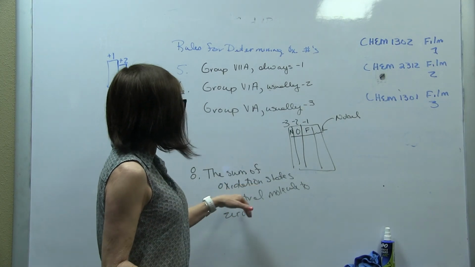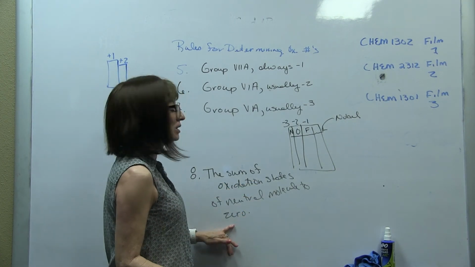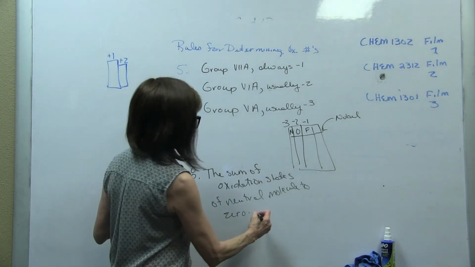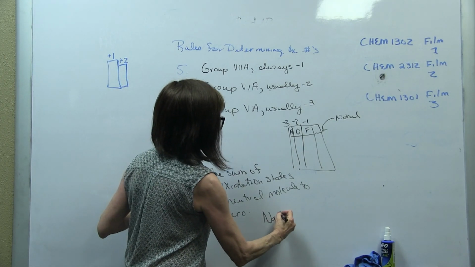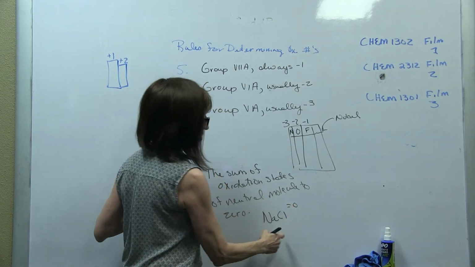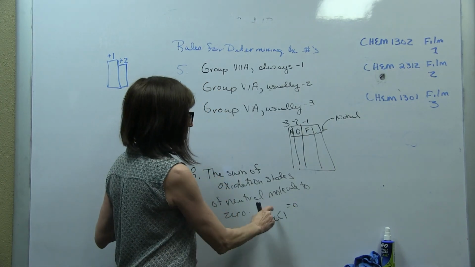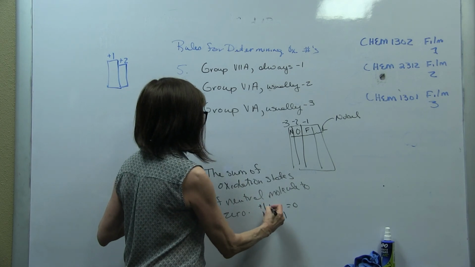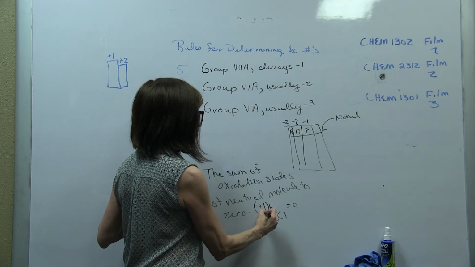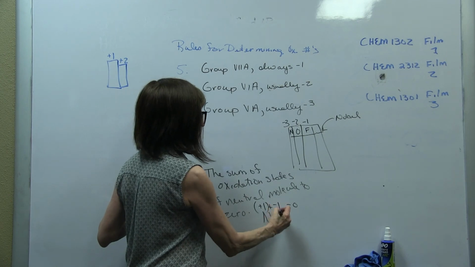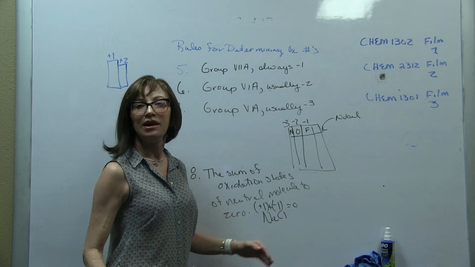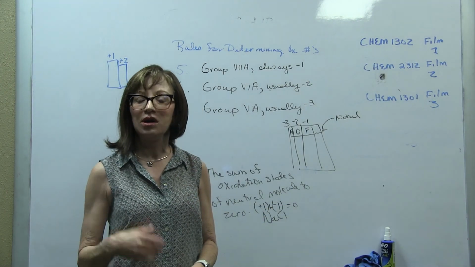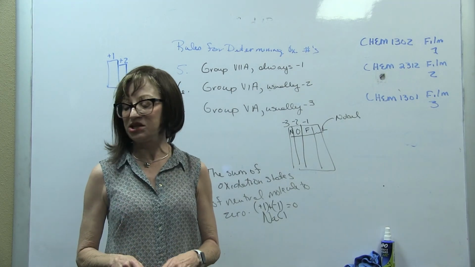Okay, the sum of the oxidation states of a neutral molecule is 0. Again, we did that. Let's say we have sodium chloride. The total oxidation state equals 0. I'm going to do group 1A first, +1. What is the chlorine? If the total charge has to be 0, it's -1 here. And hopefully that will help you when you're determining oxidation states.